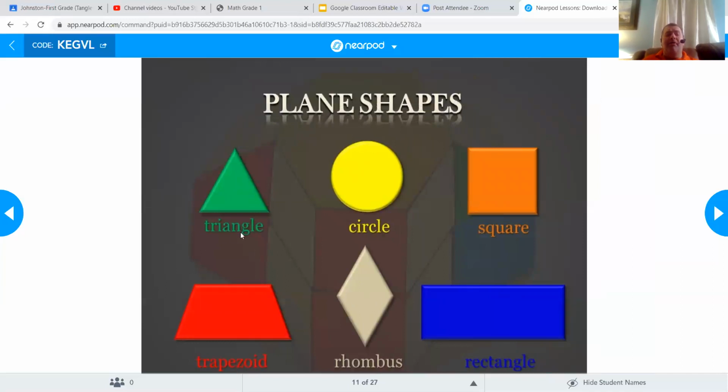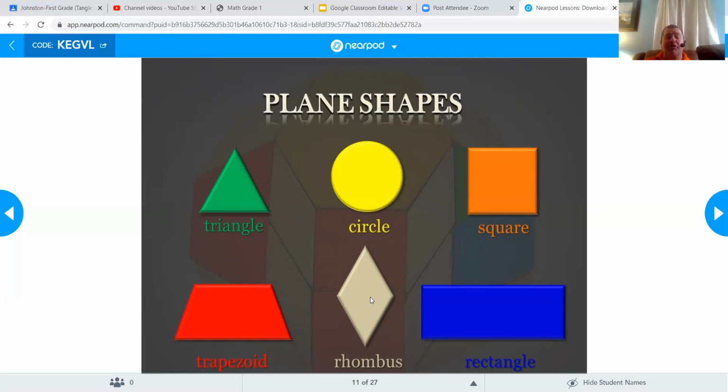The first shape that we notice, the green shape, is a 3-sided shape. It is a triangle. The yellow shape in the middle is round in shape. It is a circle. The orange shape that has 4 equal sides is called a square. The red shape down at the bottom has how many sides? 1, 2, 3, 4. So it's also a 4-sided shape. It is called a trapezoid.